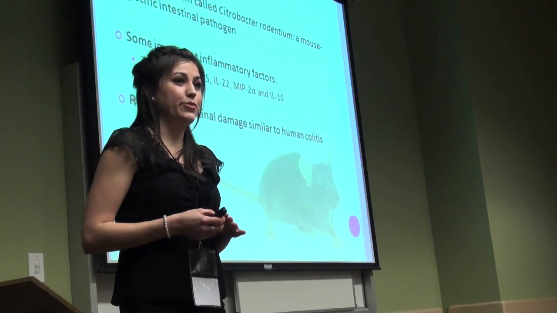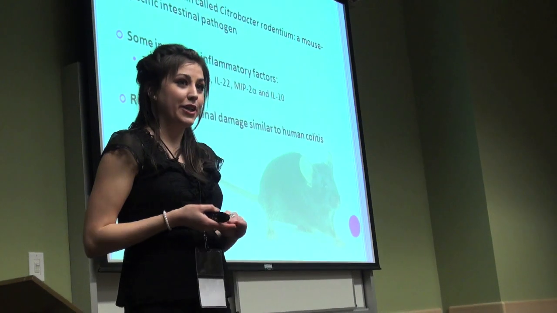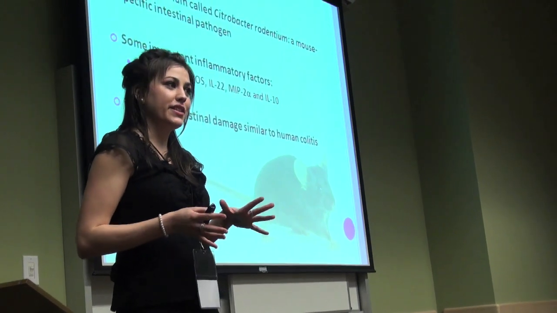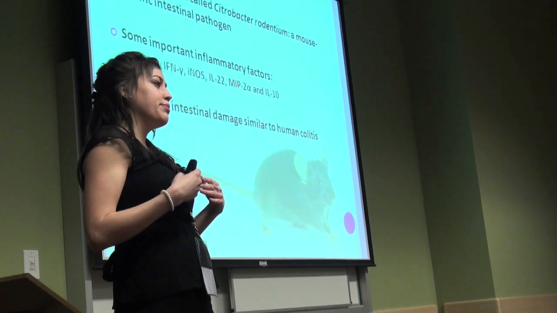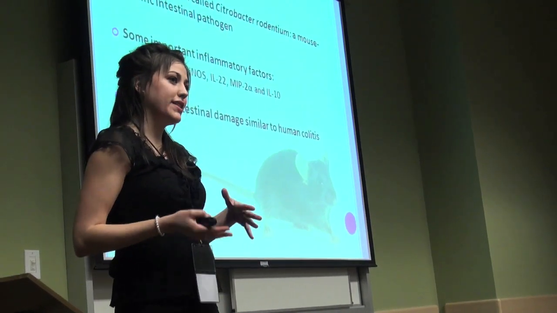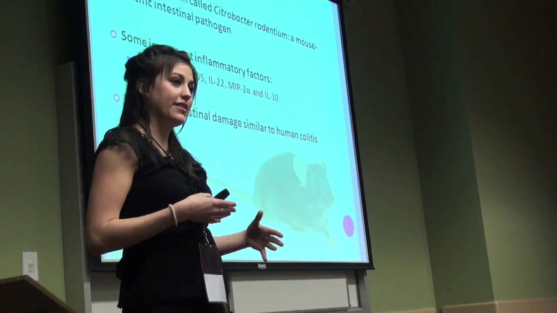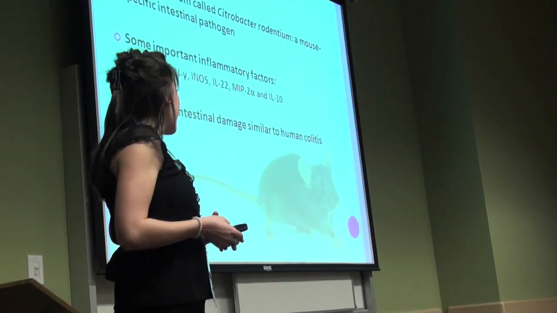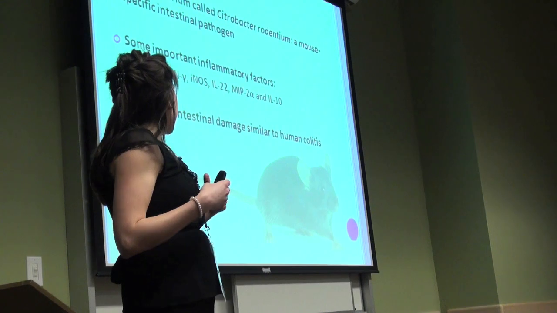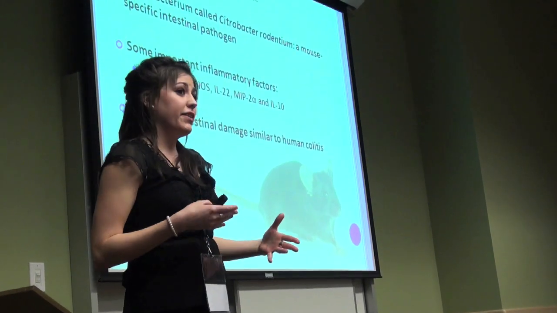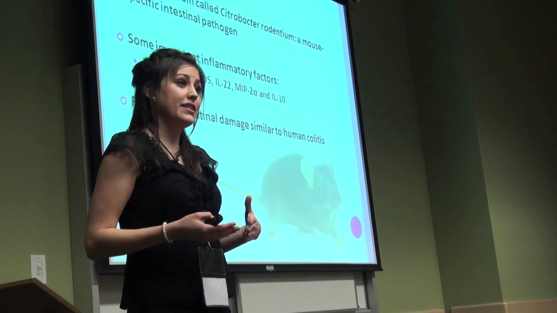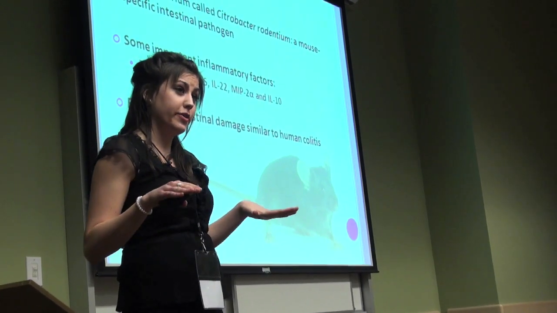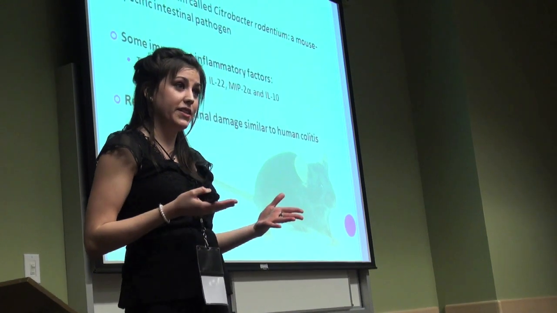So to model this disease, we use a bacterium called Citrobacter rodentium. Now this is a mouse-specific intestinal pathogen. So this provides us with an ideal model to assess pathological responses in the large intestine with regards to bacterial-induced inflammation. So this leads to the production of various inflammatory mediators because the bacterium actually interacts with the surface epithelium, and this activates the immune system.